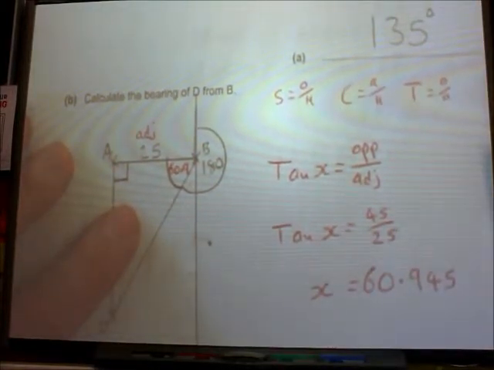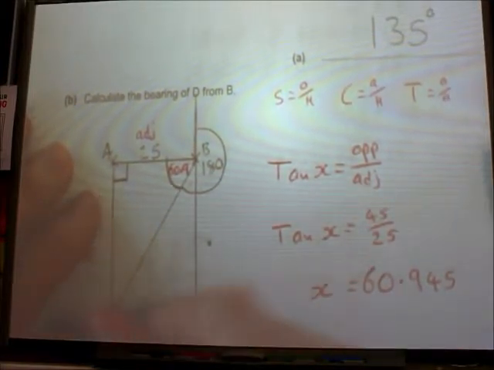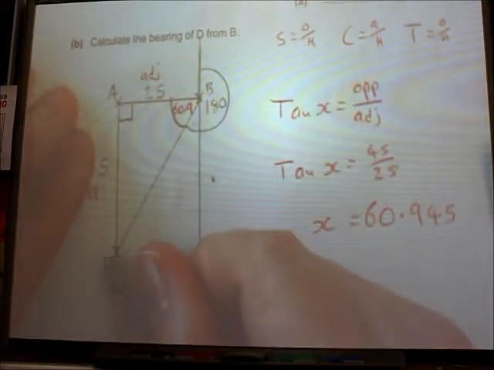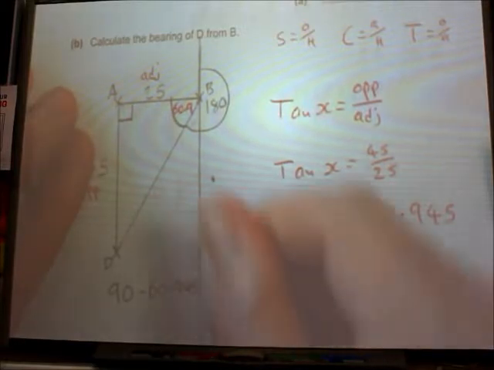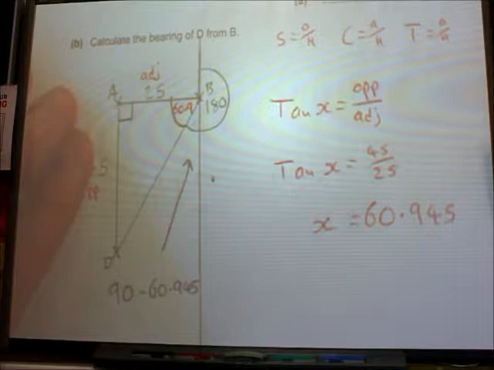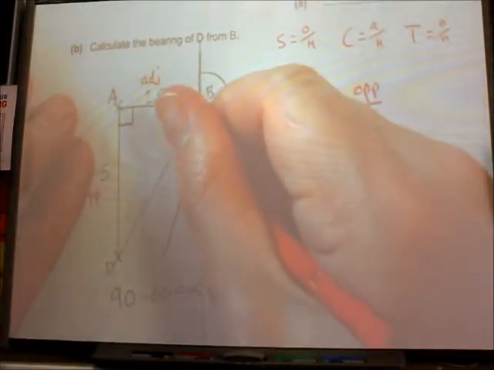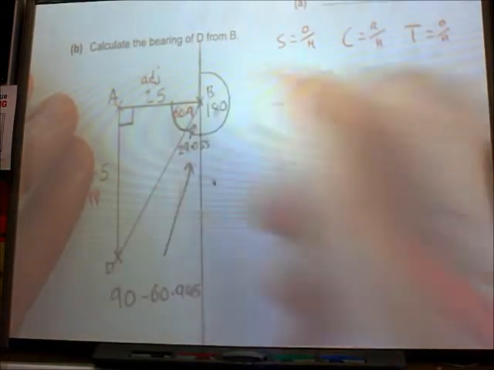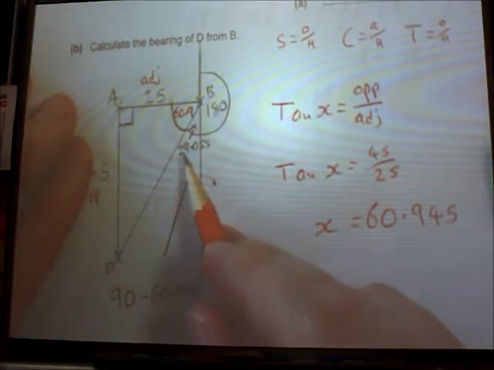take away 60.945. So I'll write that down. So 90 take away, you see that? 60.945, and that will give you that angle up there, and that is 29.055. 29.055 in there. So the answer is 180 add 29.055.